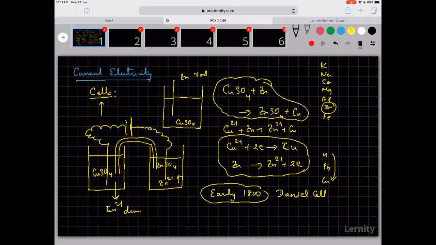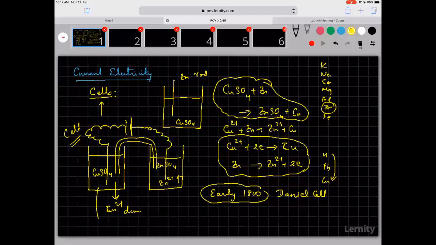Okay, and you have physically separated these two reactions by making sure that they are in two different cells, right? So this is what is an electrochemical cell. We will learn more about this when we do chemistry, so we don't want to ask too many questions now.